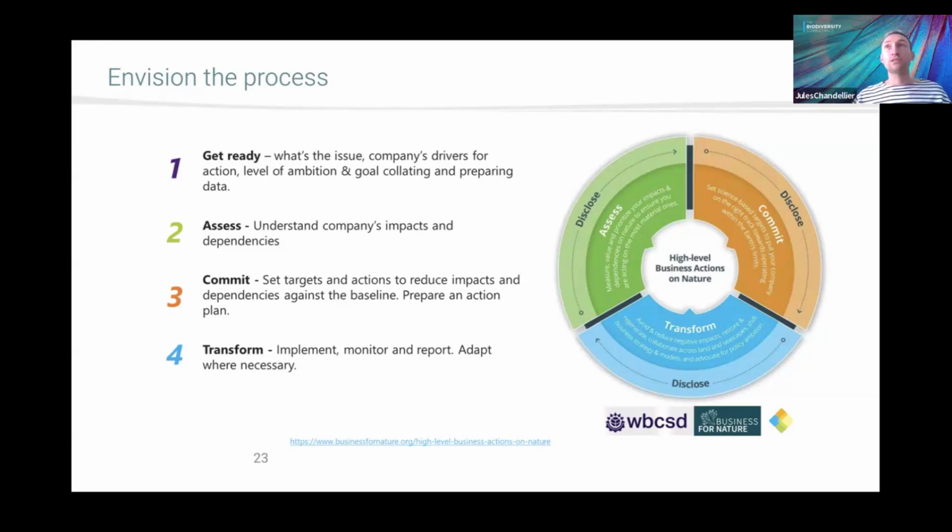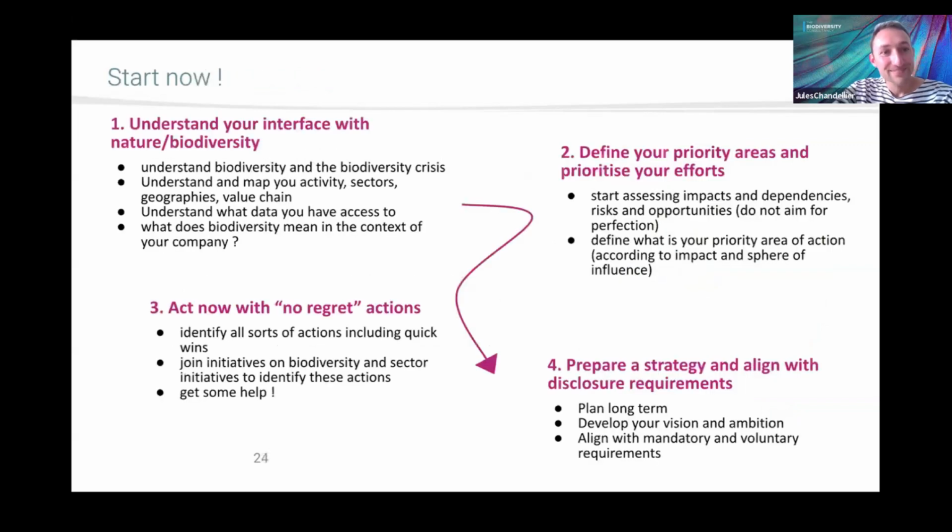It's good to have it in mind to know where you're going, but in the next slide, I'll explain a bit more in detail what you can really do when you're starting. So yeah, next slide, please. So, start now. I frame this so it can work if you're in a big company, but also if you're in a smaller company with fewer resources to do this.